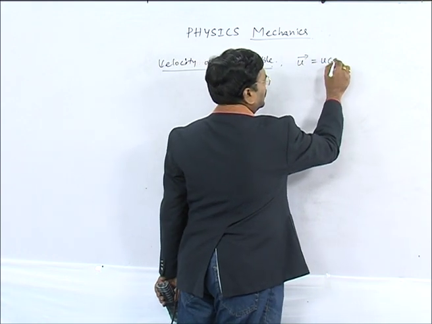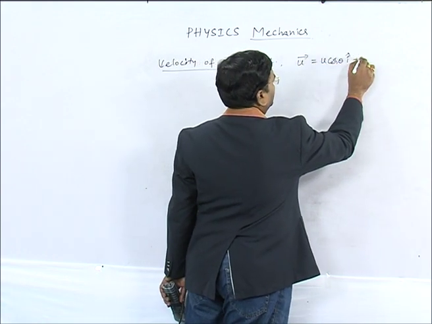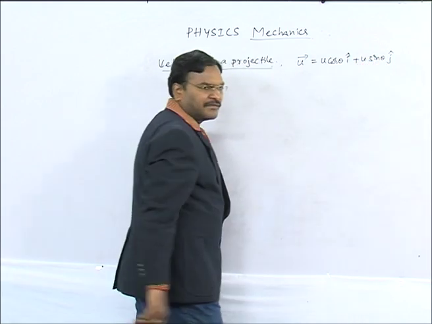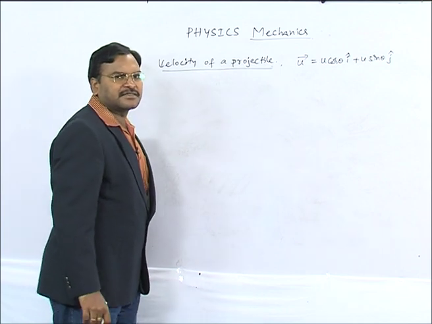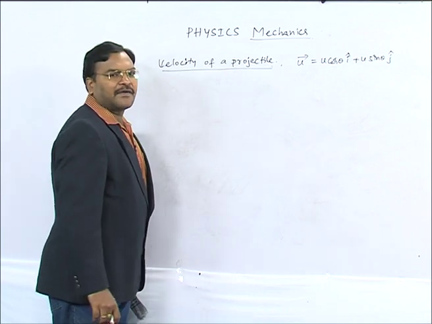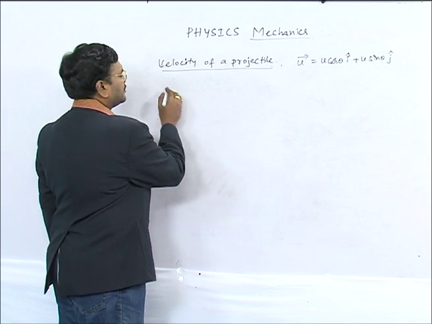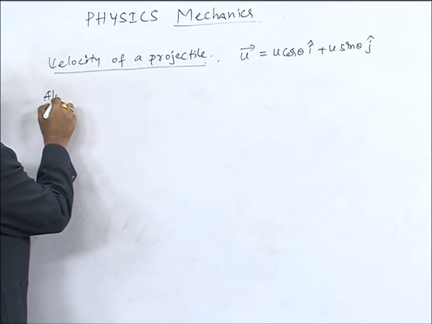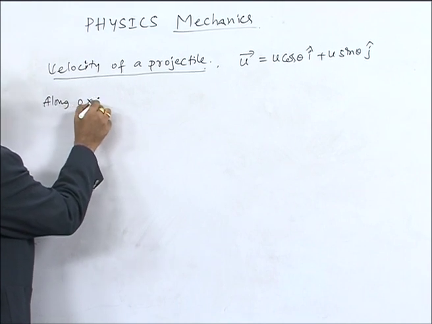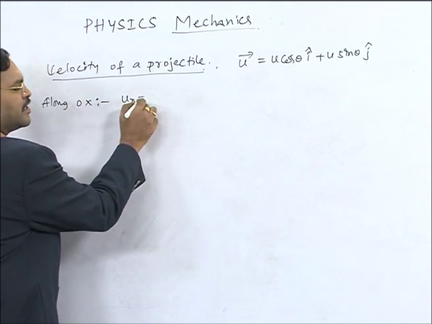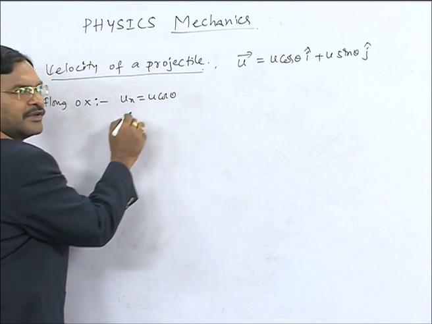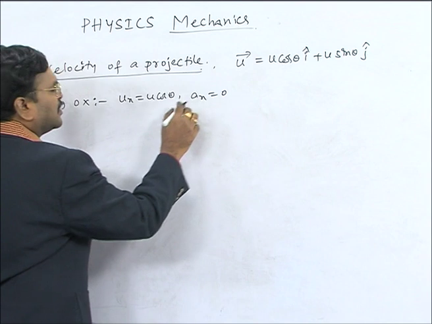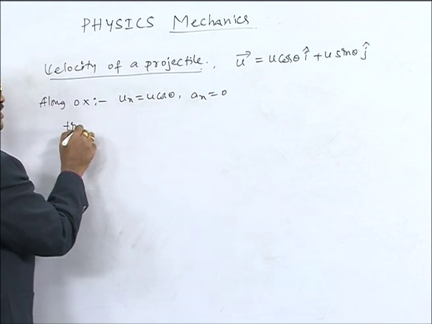U bar is equal to u cos theta i cap plus u sin theta j cap. Now we find the velocity of a projectile after time t seconds. First of all, along the OX horizontal direction, initial velocity ux is u cos theta, ax is 0, and time is t seconds.